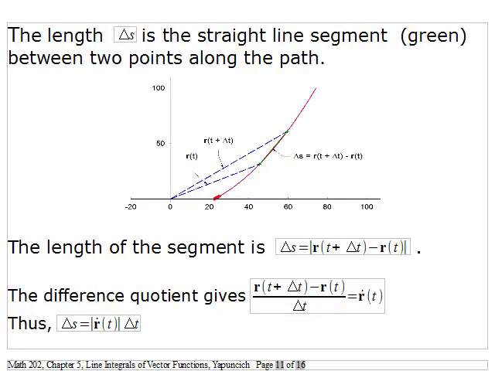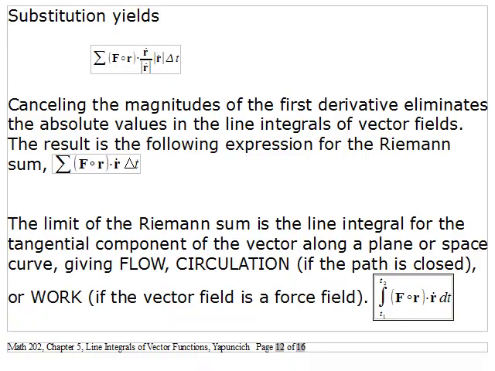Now we do the same thing with delta s. Delta s, again, the way I use it is it's the difference between the endpoints. It's a straight line distance between the two endpoints in r along the path. The difference quotient in the limit gives the first derivative, so I'm going to rearrange and say that delta s equals the magnitude of the first derivative, times delta t, and substitute that. Here's the result of that substitution.